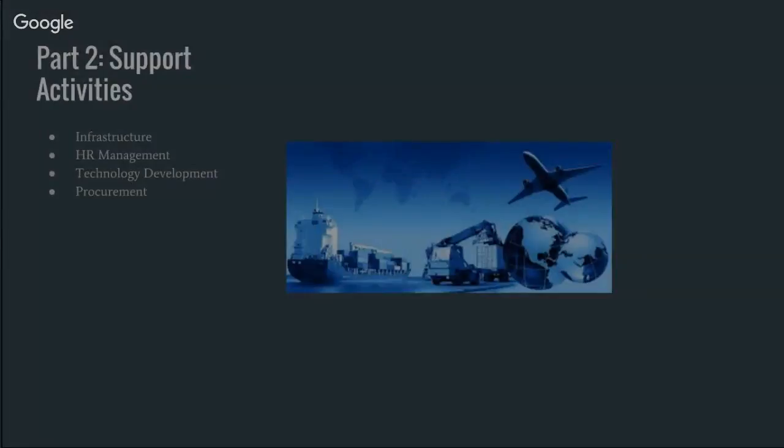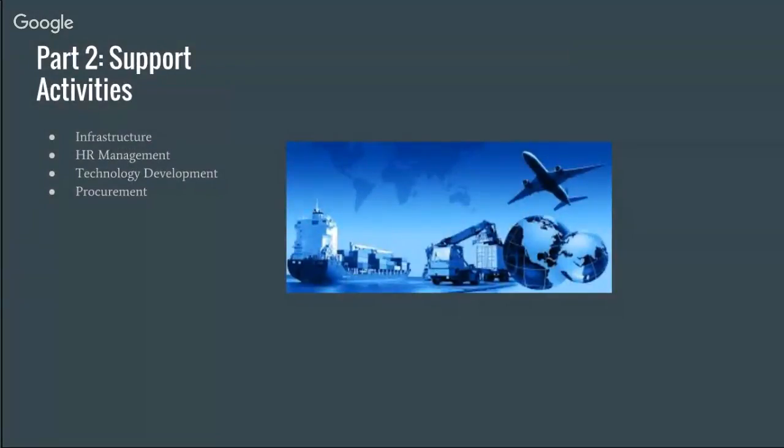And now moving on to part number two. Part number two is the support activities. Support activities in the supply chain management model include infrastructure, which is stuff like accounting and legal services, your finance department and public relations, all of that stuff. Basically, it's the infrastructure that keeps the core of the business functioning.